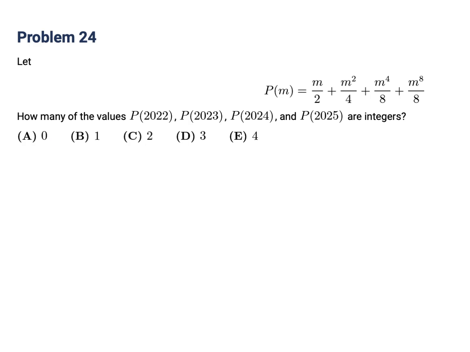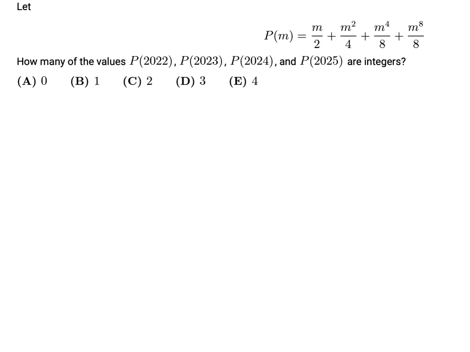Let P at M is equal to m over 2 plus m squared over 4 plus m to the power of 4 over 8 plus m to the power of 8 over 8. How many of the values of P at 2022, P at 2023, P at 2024, and P at 2025 are integers? Okay, I guess we have to look at these one step at a time. So it's either 0, 1, 2, 3, or 4, okay, as the answer choices.